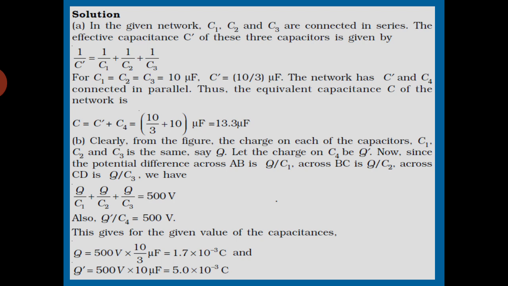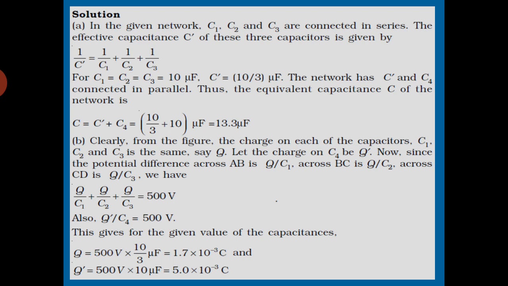Further, it is also equal to Q dash by C4, because if we consider the charge on the C4 capacitor to be Q dash, then the potential across it is also 500. So Q dash by C4 is also equal to 500. From here, for the given values of capacitances, we can find Q and Q dash. So Q comes out to be 500 into 10 by 3 and finally, putting the value of micro also, it comes out to be 1.7 into 10 raised to power minus 3 coulombs. And Q dash comes out to be 5 into 10 raised to power minus 3 coulombs.